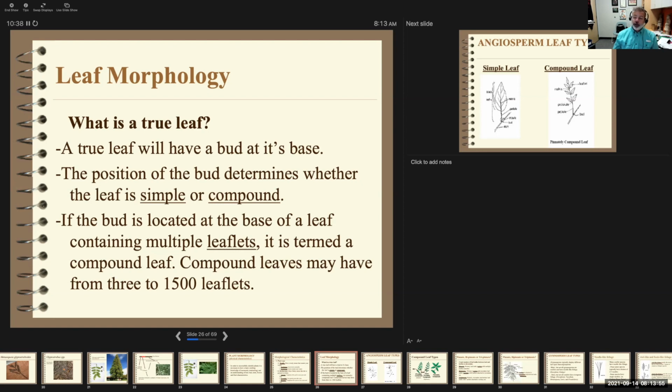Simple or compound. And you remember me holding up one leaf that was really kind of feathery, and then I held up an oak leaf that was just basically one leaf. If the bud is located at the base of a leaf containing multiple leaflets, that would be leaf-like structures that do not contain buds, it is termed a compound leaf. And that can be as many as 1,500 leaflets. It can be a very big thing.